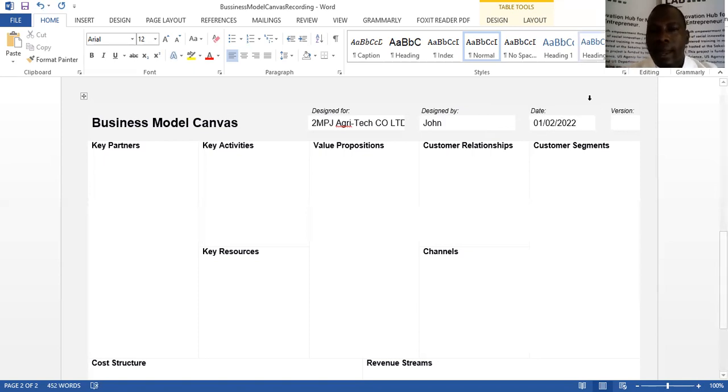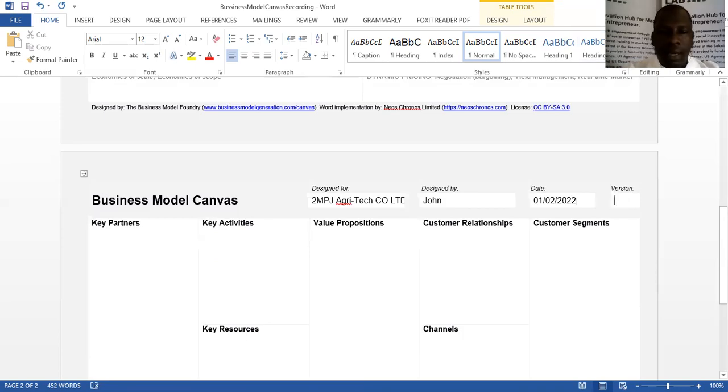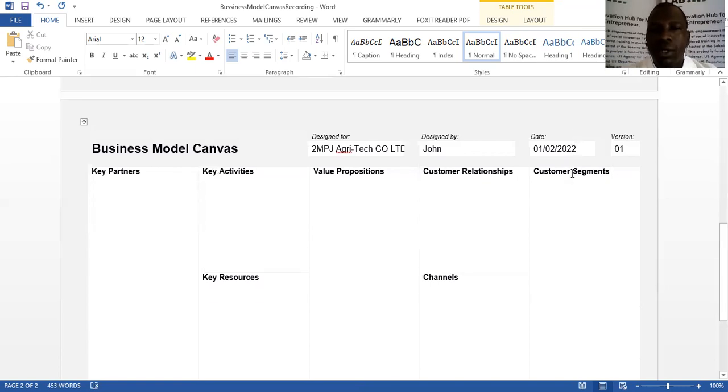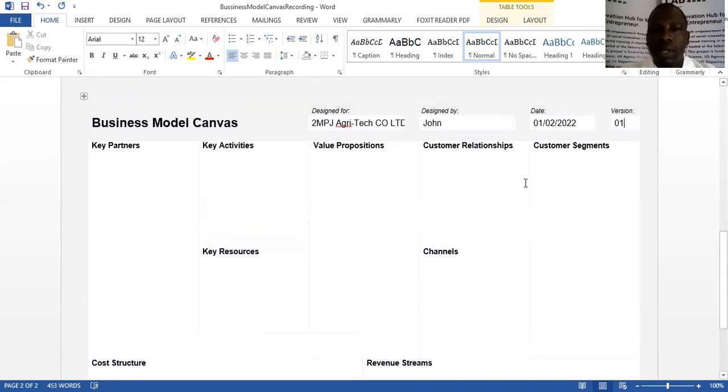Probably we have the version, let's say this is version 1, because you will improve this business model as you go along, because the customer will give some feedback. Then from that feedback, you continue to improve. So this is not a one-time thing. This can evolve as the need arises. For this agritech business, we expect it to be an online, cloud-based platform to distribute the agritech product.